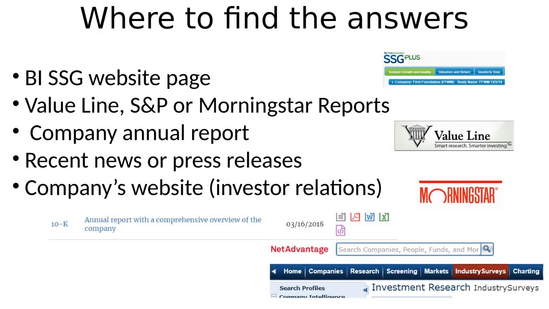Okay, where to find your answers? The Better Investing Stock Selection Guide website page is where you're going to start. And there are areas on that page that can get you to different websites like Yahoo Finance or Zacks or Morningstar. You just drop down the window and click on it. And then you're also going to need ValueLine, highly recommended. Standard & Poor's Morningstar reports, I highly recommend that. And I have a separate video about those resources.